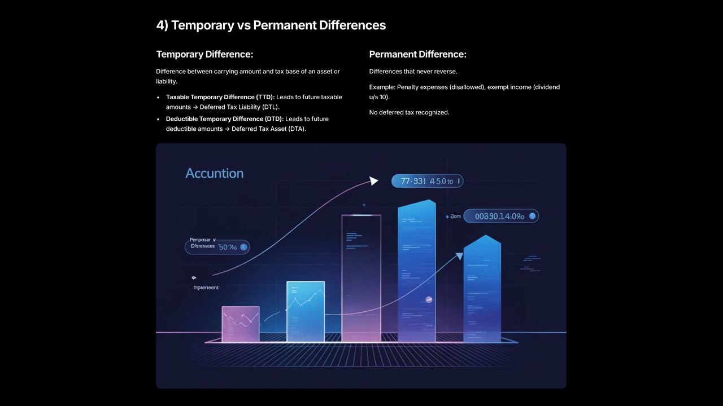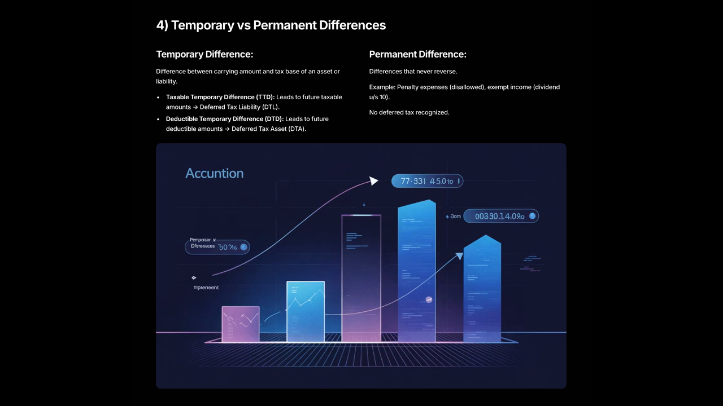Temporary versus permanent differences. This is the heart of deferred tax. A temporary difference is the difference between an asset or liability's carrying amount in the books and its tax base, the value recognized for tax purposes. There are two kinds: taxable temporary differences, or TTDs, which lead to future taxable amounts. These create deferred tax liabilities, or DTLs. Deductible temporary differences, or DTDs, which lead to future deductible amounts. These create deferred tax assets, or DTAs.